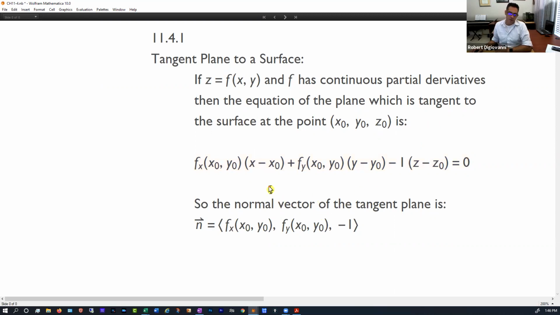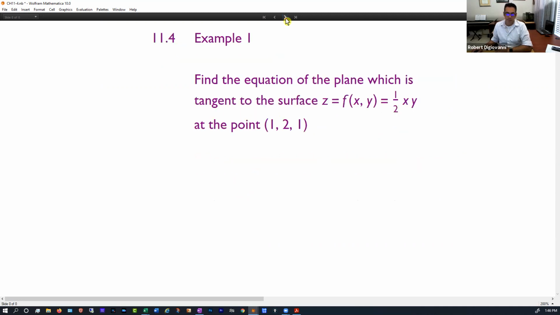So look, here's what we're saying. At the end of the day, the normal vector to the tangent plane is just this piece here in front. This is our A, this is our B, and then our C is always -1. And so that's what I put here, right? Let's do an example. Find the equation of the plane which is tangent to this surface at this given point.